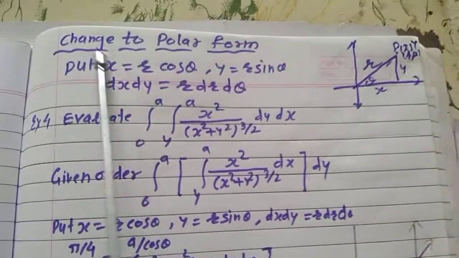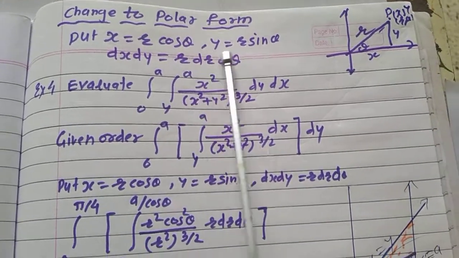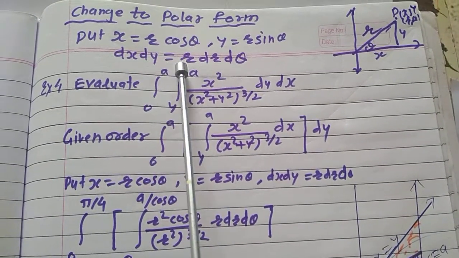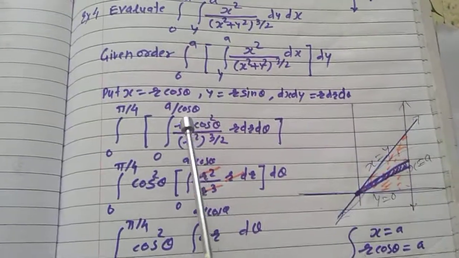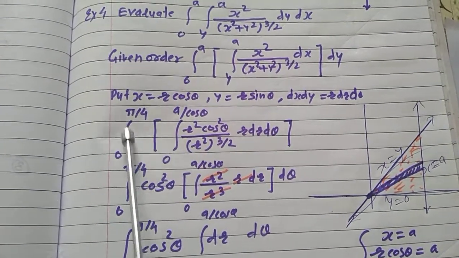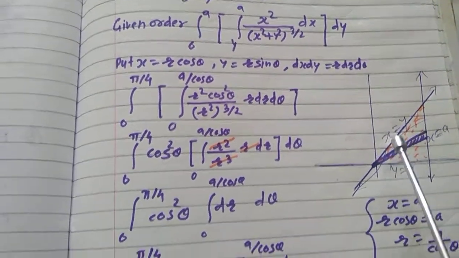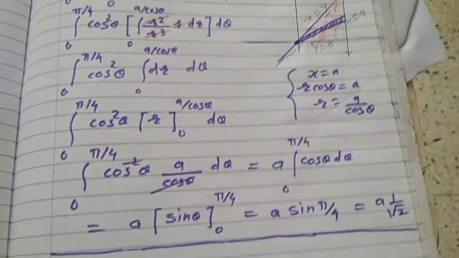Remember only one thing: when you want to change to polar form, put x is equal to r cos theta, y is equal to r sin theta, and dx dy is equal to r dr d theta. This is the most important part. Your problem becomes in terms of r and theta. Inner integration is with respect to r, outer integration with respect to theta. So in this way, find the limits and solve. Thank you very much.